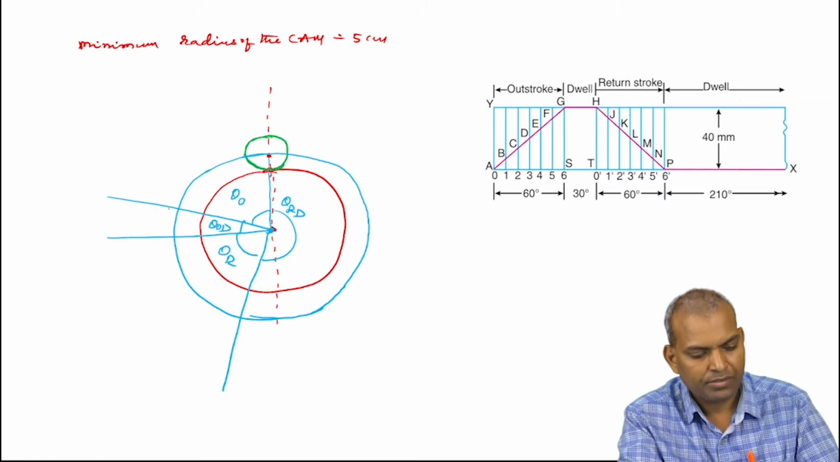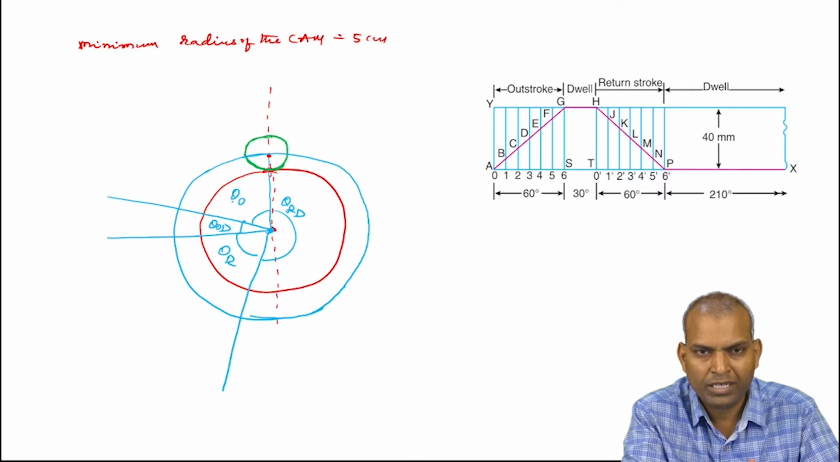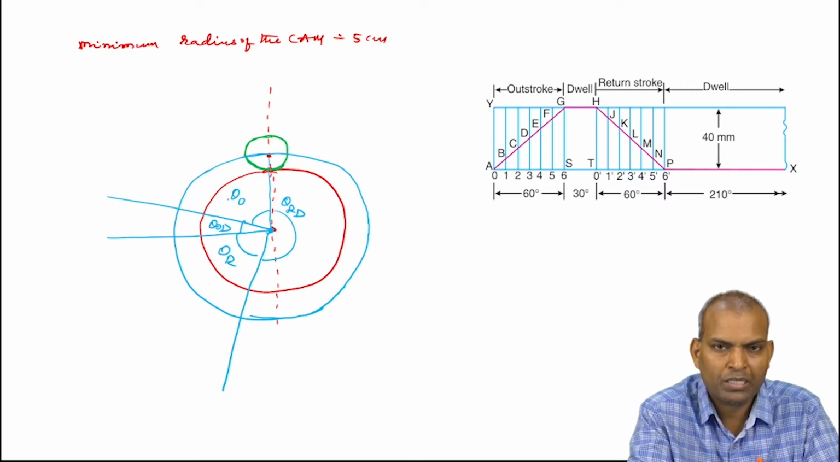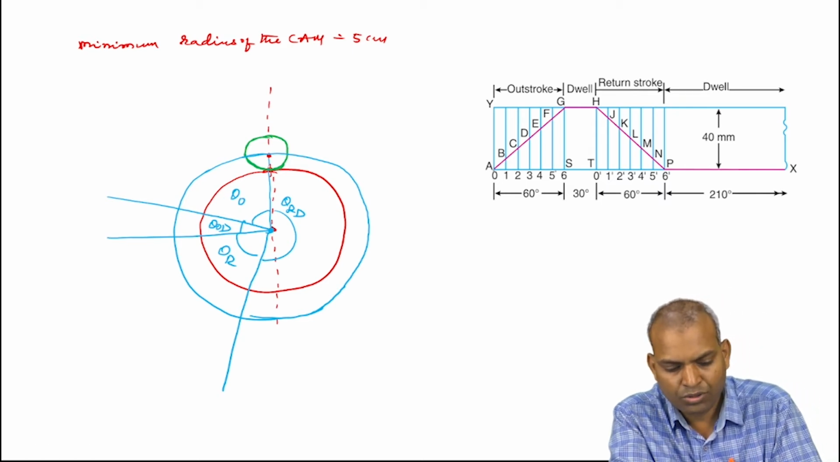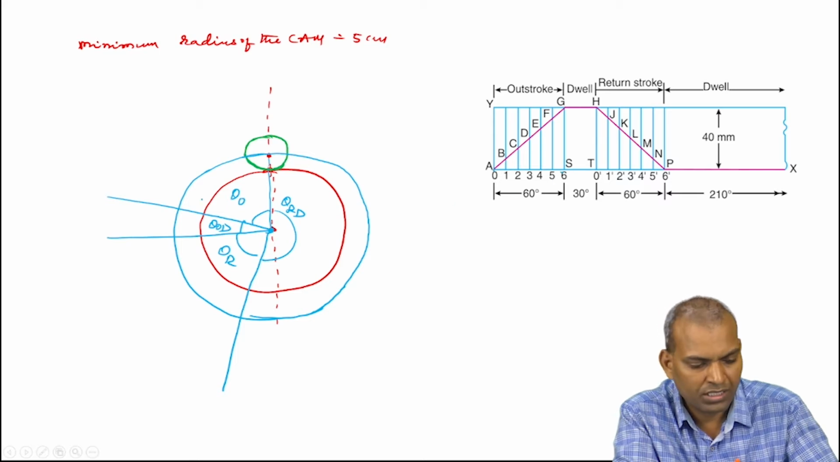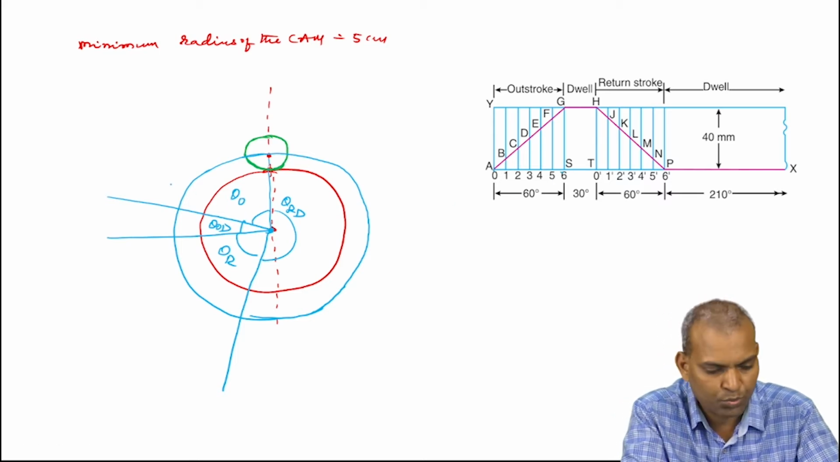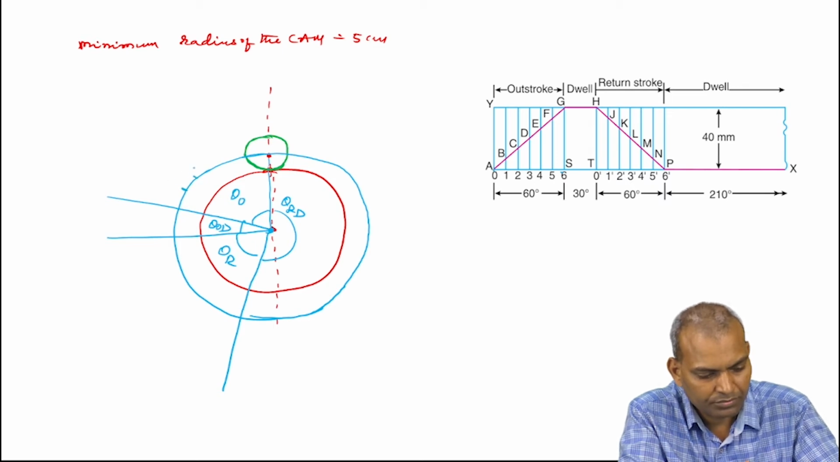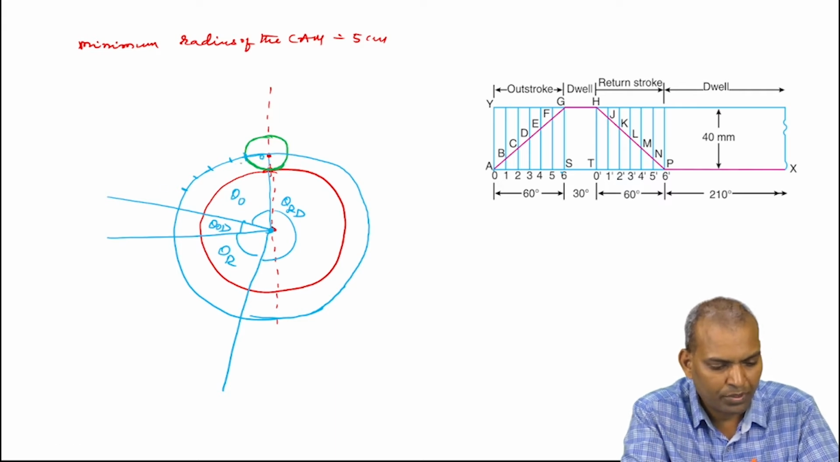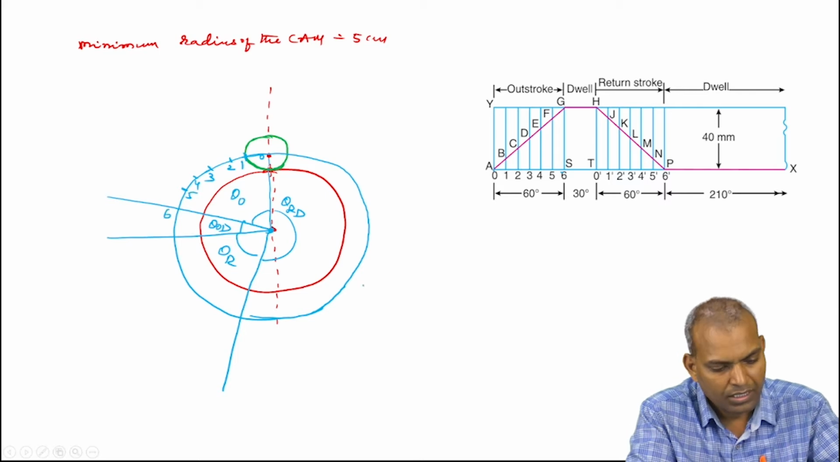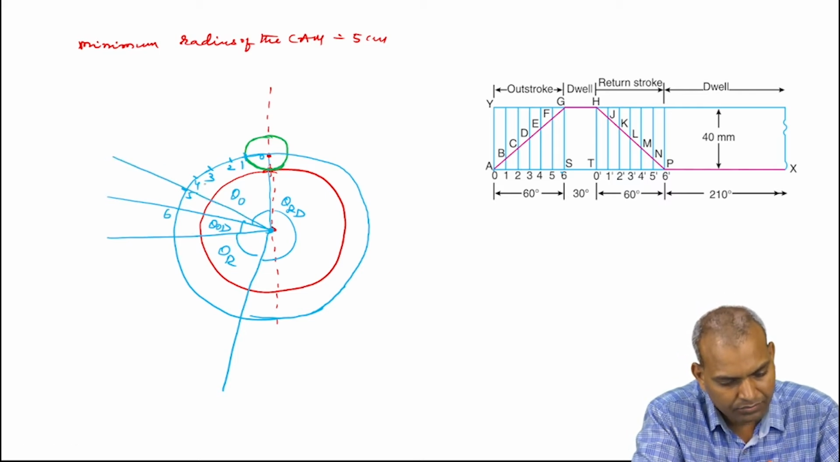Now divide this outstroke part into an equal number of parts, which we divided in the displacement diagram. This outstroke angle of 60 degrees is divided into 6 parts of the prime circle. This is 0, then 1, 2, 3, 4, 5, 6. Draw radial lines.